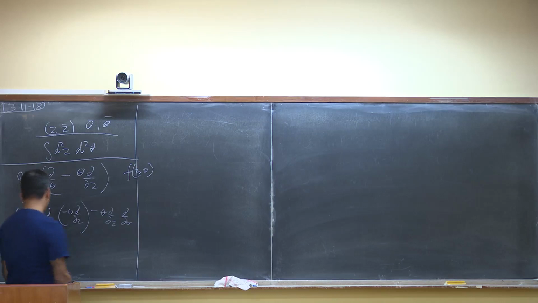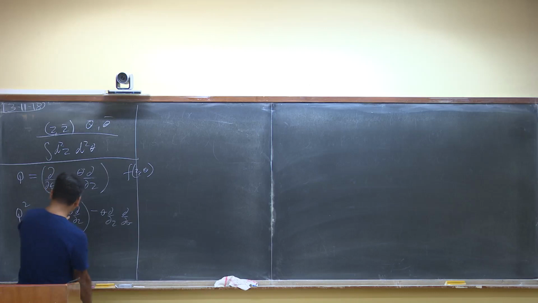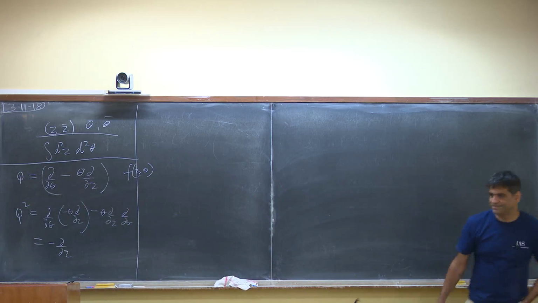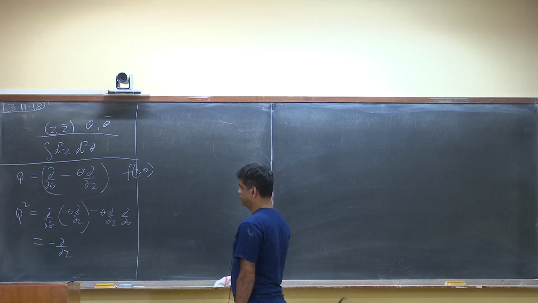Now, I can bring this del by del theta to the right here, except that there is a term where I act this on del by del theta. When I bring this to the right, I take it through a theta, so it flips the sign. So that cancels this term. So the only term that's non-cancelled is the term where this del by del theta hits this theta. So Q squared is therefore equal to minus del by del z. Minus is a bit odd, but okay.